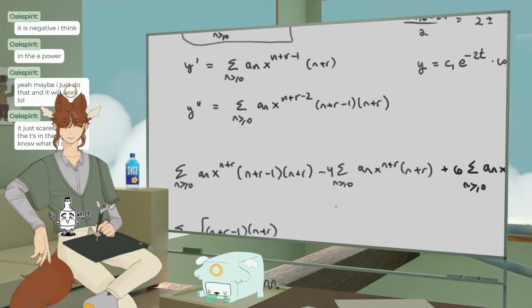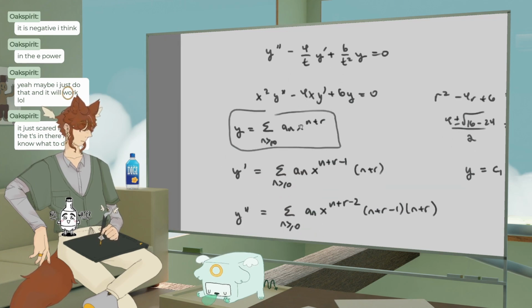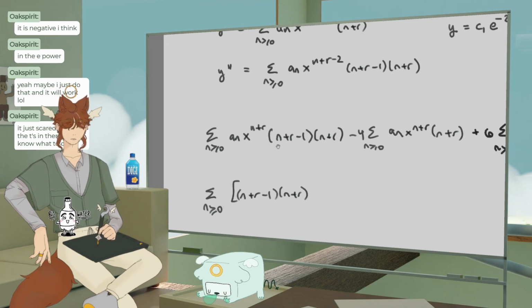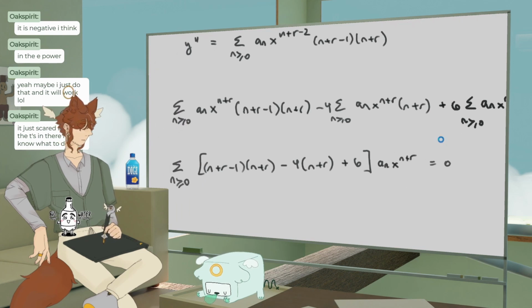Scared me with the t's in there. I didn't know what to do. Sometimes we use x, like if you see my problems when I do them, we use x, but it's not scary. It's just a little Cauchy-Euler. There's another old man guy. And plus 6. You get a_n x to the n plus r. And then you set each one of these, you find a recursion relationship and blah, blah, blah.